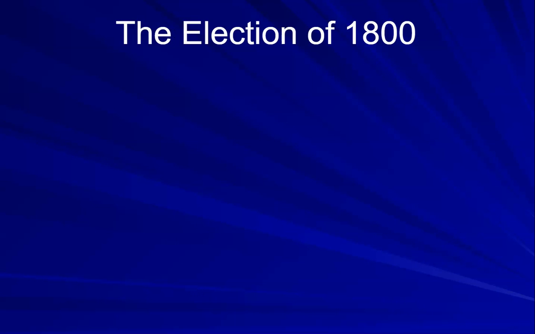Good day, my students. Welcome to the first section of Chapter 10 in 7th grade. We're going to be discussing a new political party in power, because the Federalists have been defeated in the election of 1800, and the Democratic Republicans will be taking charge.